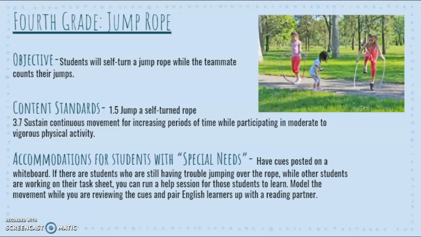And then the accommodations for students with special needs would be to have a whiteboard and then have the cues posted on there so that students who are having trouble jumping over the rope, while other students are working on their task sheet, they can go ahead and run a help session and help those students learn to better jump rope. Modeling this movement will be helpful for these students as well. And then pairing English language learners up with a reading partner will help those students as well better understand the activity.